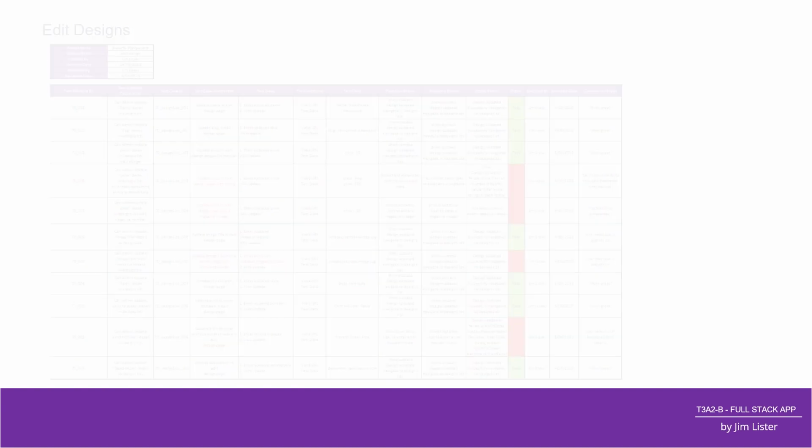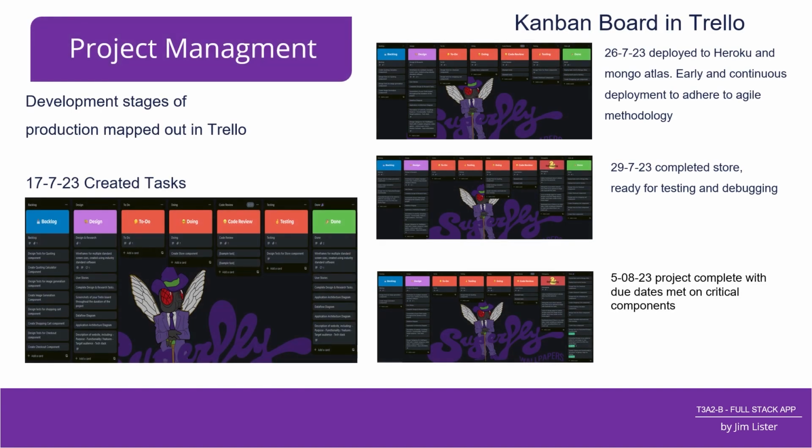I also completed production testing for edit designs, which was comprehensive, and discovered a few edge cases I'll need to attend to. I implemented my project management through the use of a Kanban board in Trello. I mapped out my production, set myself tasks and deadlines, which ultimately determined the aspects of the application that I was able to keep.